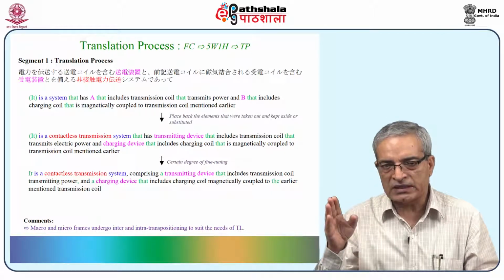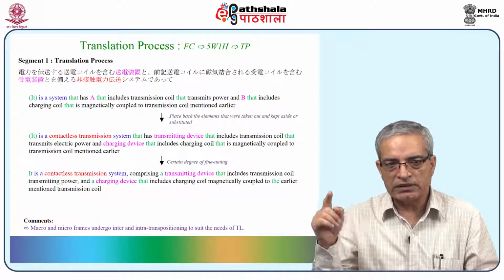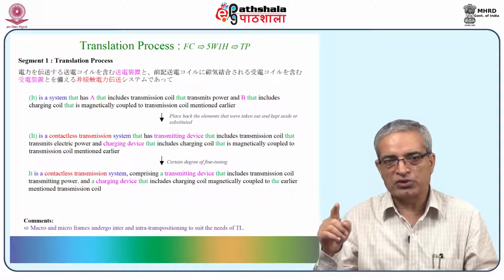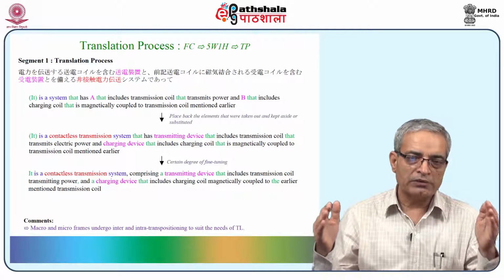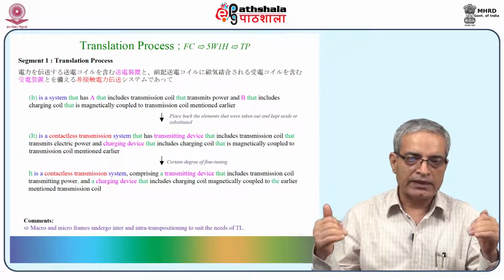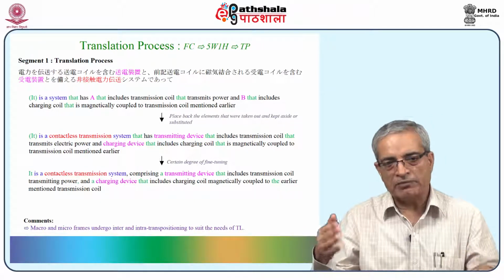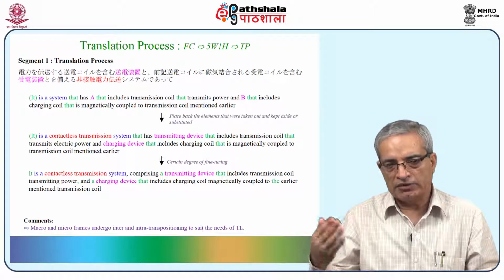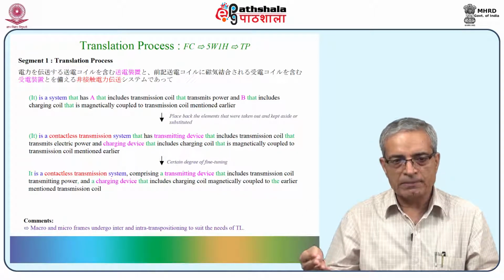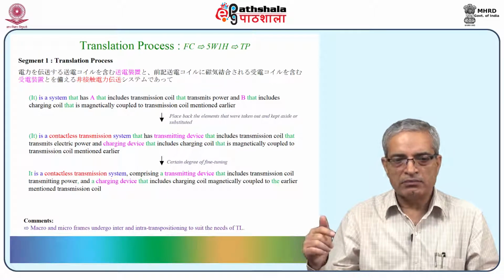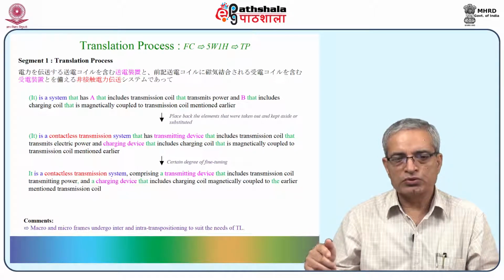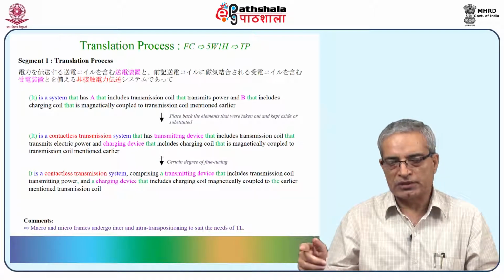So step by step it is getting connected. It is a system that has A that includes a transmission coil, and B. So it's the deployment of the next subsegment into the previous one happening step by step. And if we join all, it comes as: a system that has A that includes a transmission coil that transmits power, and B that includes a charging coil that is magnetically coupled to the transmission coil mentioned earlier.